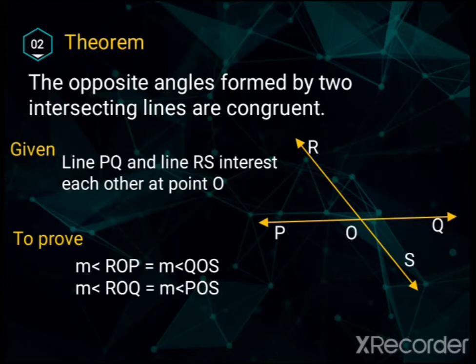suppose I am taking the first angle ROP and angle QOS. These are a pair of opposite angles. We will prove this pair as congruent angles. Similarly, the remaining two pairs are also congruent. Let's prove it.